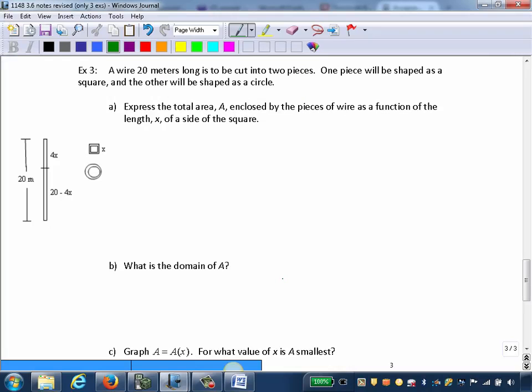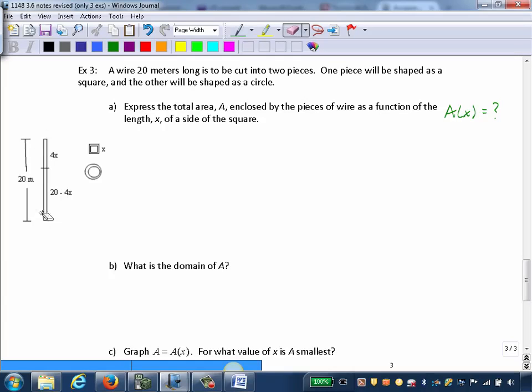Example 3. A wire 20 meters long is to be cut into two pieces. One piece will be shaped as a square and the other will be shaped as a circle. Part A. Express the total area A enclosed by the pieces of wire as a function of the length x of a side of a square. So we're looking for, eventually here, area as a function of x, A of x.